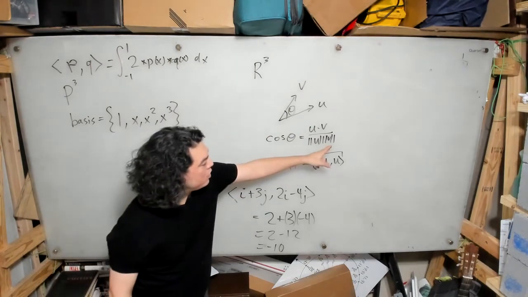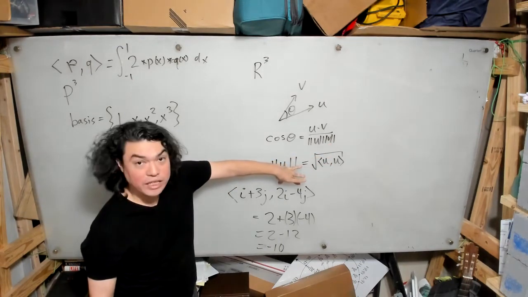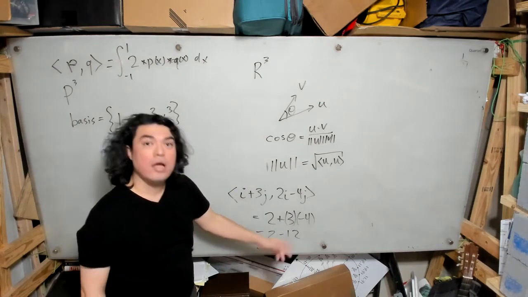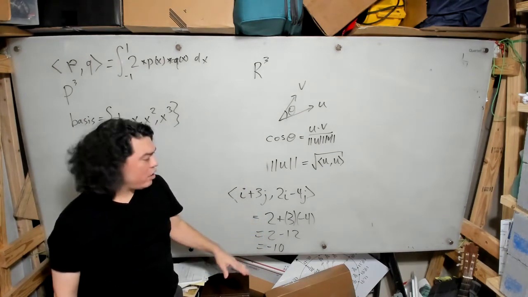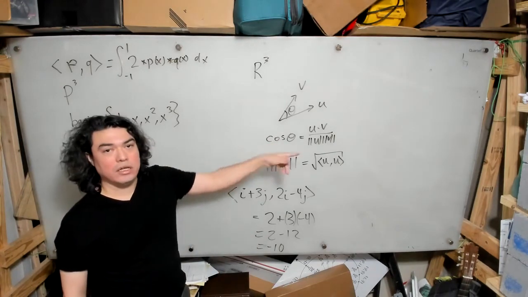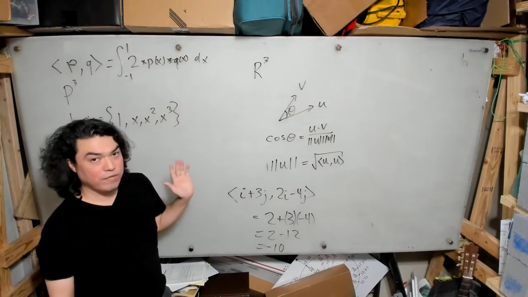For the magnitude of v, I would take the inner product of this with itself and square root that. And then I would divide this number, negative 10, by the product of those two, which I could easily calculate using the same procedure. And then I could get the cosine of the theta. I could take the cosine inverse to get the theta, and I would get all that geometric information.